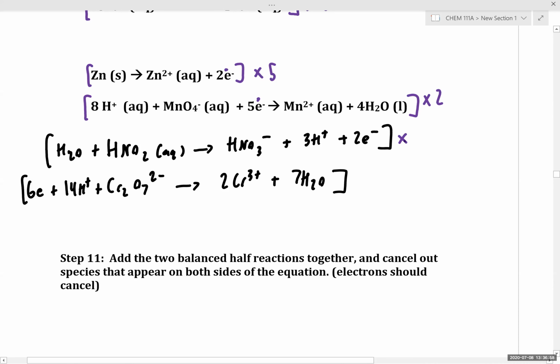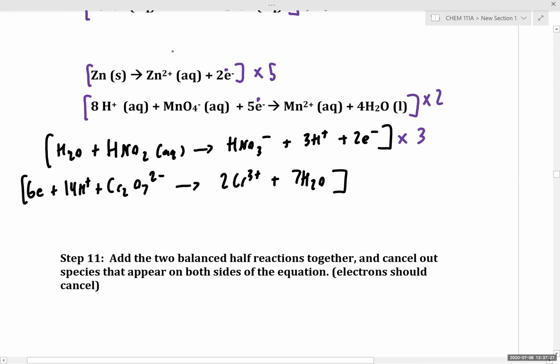If I have 2 electrons on the top and 6 on the bottom, what is a common number between 2 and 6? 3. Yep. So 2 and 6, the smallest common number would be 6 electrons. So if our goal is to have 6 electrons in each of our equations, we're going to multiply our top equation by 3.